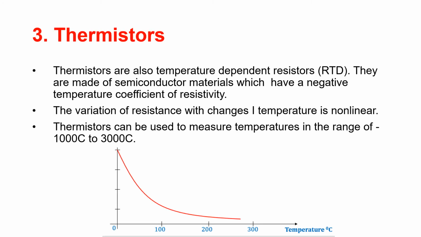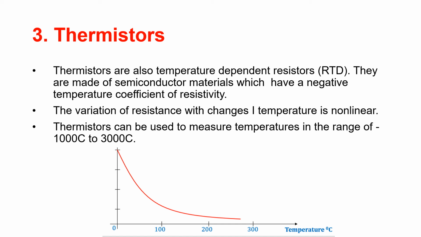Then the third temperature sensor is the thermistor. Thermistor is formed from two words, thermal plus resistor. Thermistors are temperature dependent resistors. They are made up of semiconductor materials which have a negative temperature coefficient of resistivity. Negative temperature coefficient of resistivity means what? If the temperature increases, then the resistance of the thermistor decreases. That means temperature and resistance are inversely proportional to each other, and this is nothing but the negative temperature coefficient of resistivity.